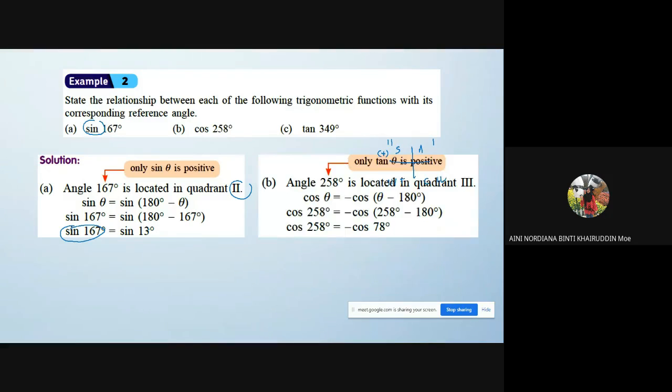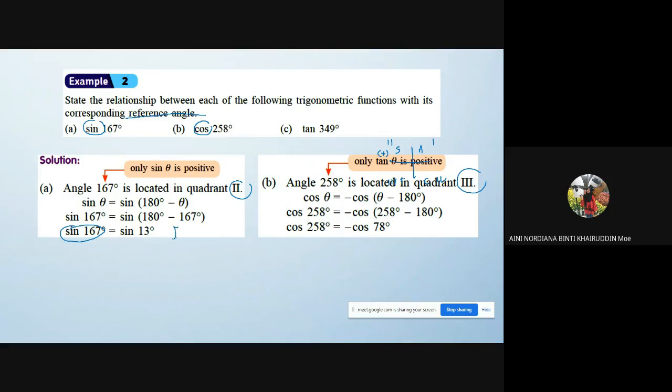Okay, teruskan. For cos 258, located in quadrant 3. So this is cos. Dia nak kat mana ni? Corresponding reference angle sebut. Oh, dia nak semua nilai. Okay. So untuk B, dia nak value dekat quadrant 1. Reference angle tu dekat quadrant 1.